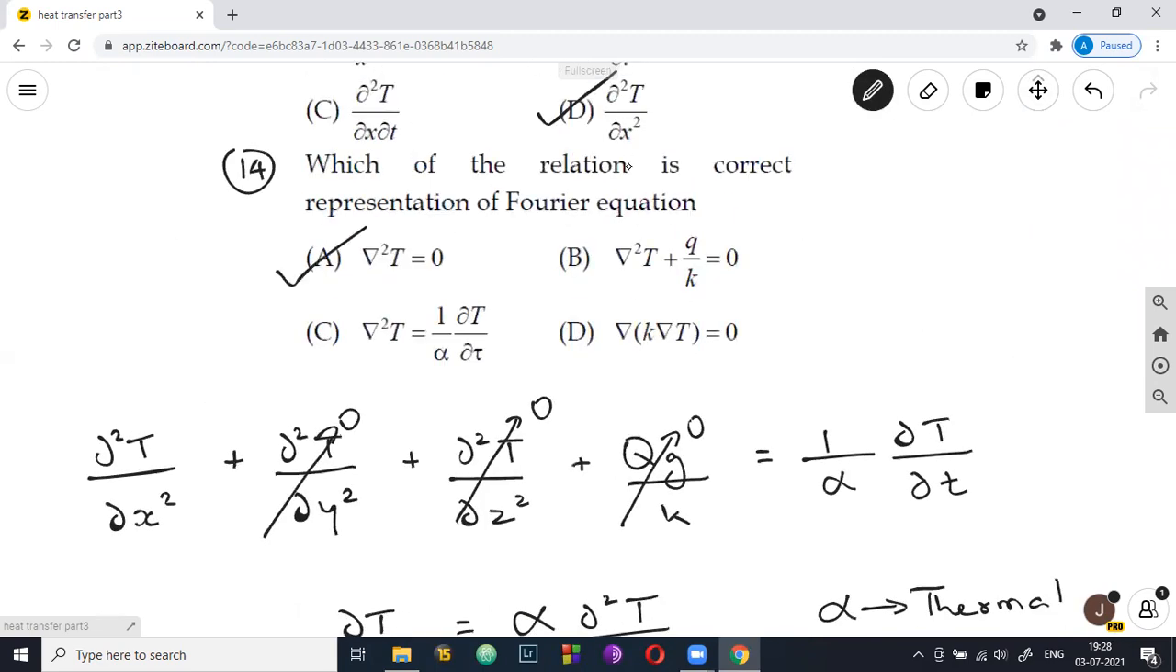So the answer is actually option D. Del k del T is equal to 0. Del square T is equal to 0 is a representation of what? Laplace equation. This is the Laplace equation. Okay. This is actually Poisson's equation.